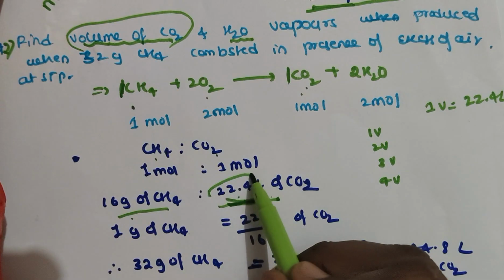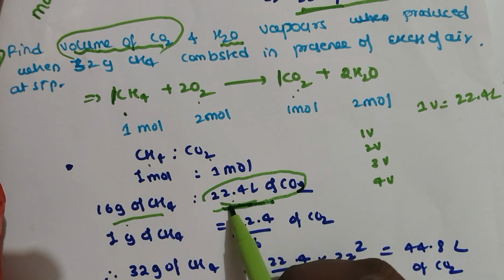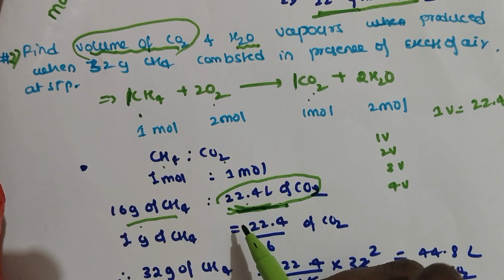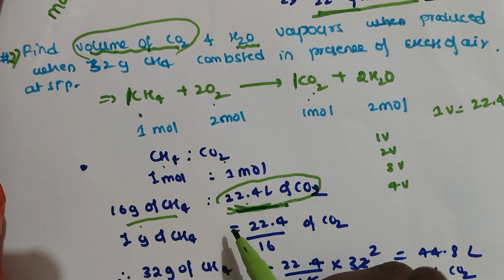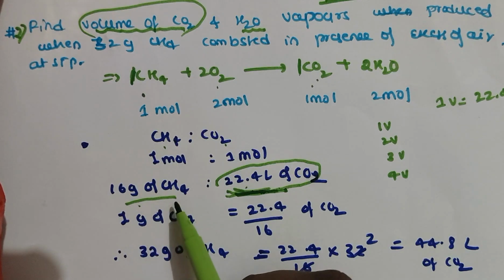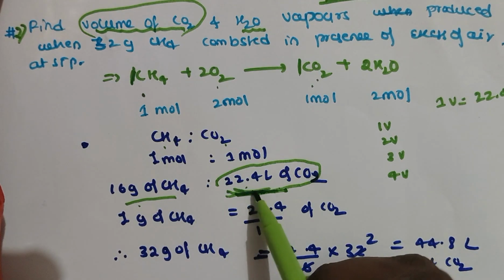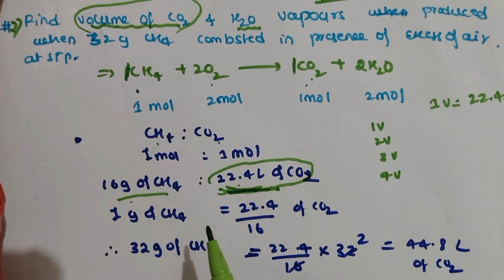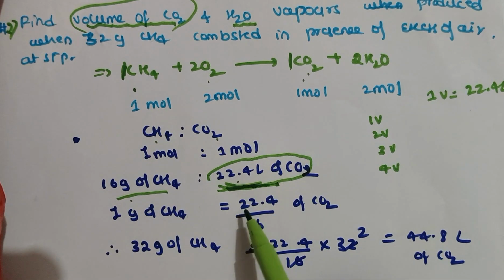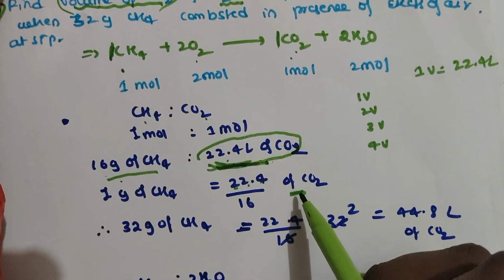We already studied this formula, mole and volume relations and their formula, in our previous video. Please go through that video. That is also a very, very important video. Okay, come to the point. Here 16 gram of CH4 gives 22.4 liter of CO2. Then 1 gram of CH4 gives what? Again the unitary method, 22.4 divided by 16 of CO2.